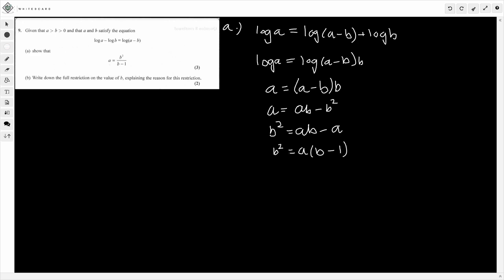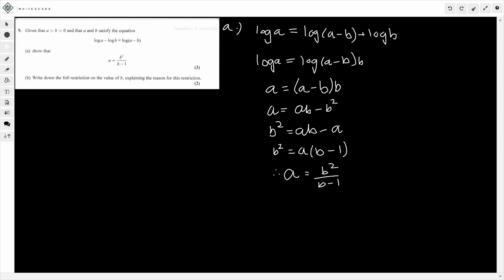And notice this is with there. Now we've done all the hard work. Let's put it in the required form. Therefore a is equal to b squared divided by this b minus 1 here. And there we have it. B squared divided by b minus 1. We've got it. 3 marks in the bag. Nice and easy. So let's have a look at part B as well.